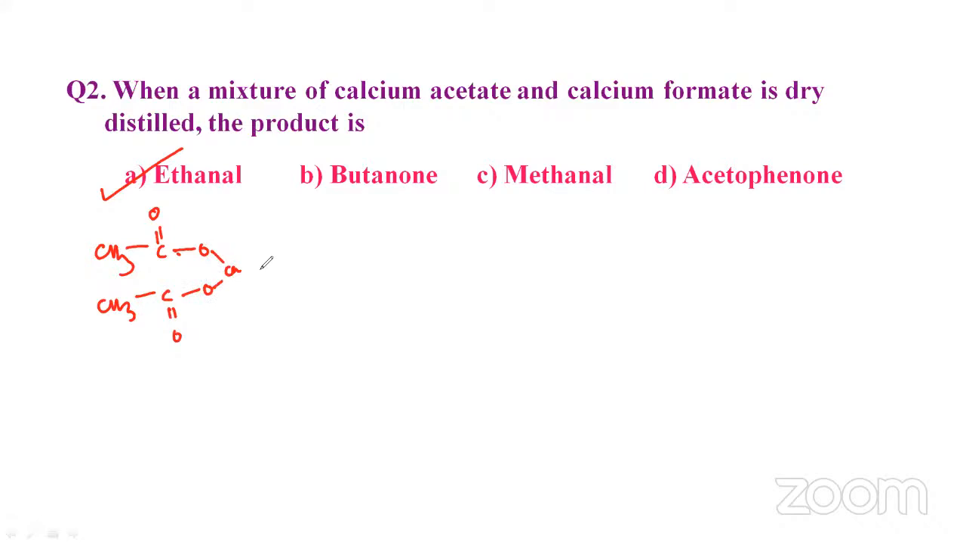So this is your calcium acetate. Okay. Calcium acetate, and this is your calcium formate. So this is your calcium formate. So calcium acetate and calcium formate give you what? So the bond breaks here.